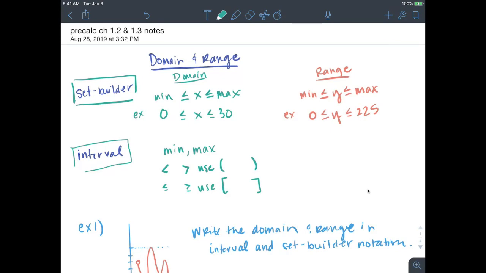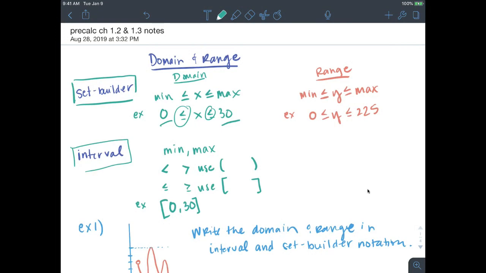Okay, so basic student budget. The minimum value was 0. The maximum value is 30. So we're going to do 0, 30. And then I have to decide, do I use brackets or parentheses? So x can equal 0, so on the side that's closest to 0, I'm going to use a bracket. Could we equal 30? Let's see, we could equal 30. So on the 30 side, we're going to use a bracket.